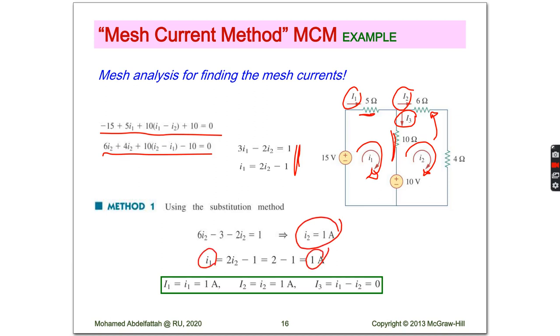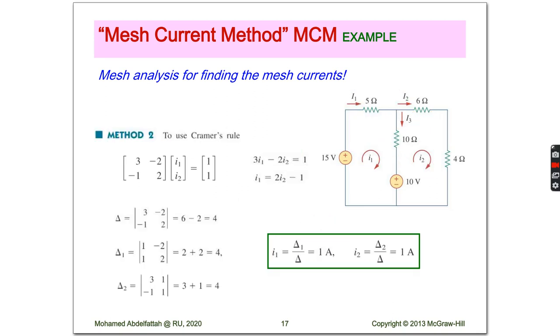And once you have found the mesh currents, you could find the branch currents. And as I mentioned, you could also find the voltages or power. You could also use standard math methods. If you put the equations in matrix form, then you could apply Cramer's method to find the currents. And of course, it would be the same.